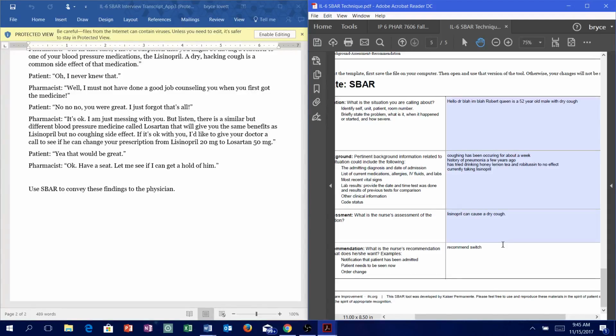Hi, Dr. Jones. I'm a pharmacist at Walmart, and I wanted to discuss the therapy for Robert Queen, date of birth 1/1/1965. He came in today and says he developed a dry cough about a week ago, and he reports that it feels different from when his asthma acts up. He is currently taking lisinopril 20 milligrams for his blood pressure, and a common side effect is a dry, persistent cough. I would like to recommend switching him to losartan 50 milligrams, which should have similar efficacy without the coughing side effect.